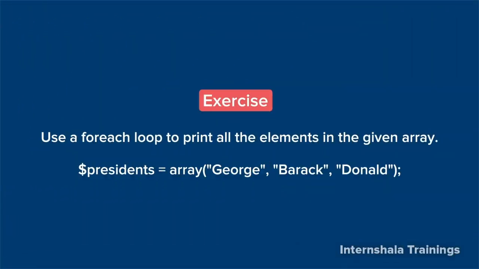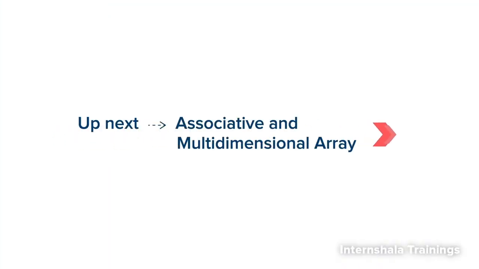Before we end this video, we have a small exercise. In the previous video, we studied that for each loops are specially used for arrays. So what you have to do is use a for each loop to print all the elements in this array. In the next video, we will learn the remaining array, that is associative along with multi-dimensional array.